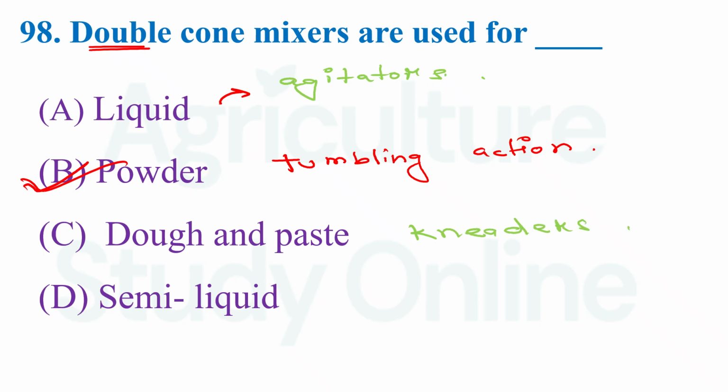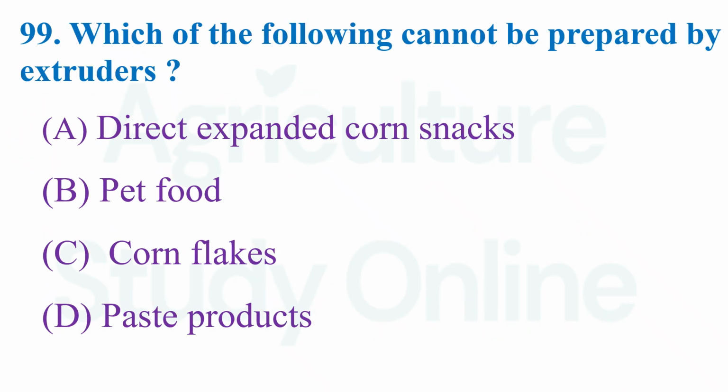Semi-liquid, it means it requires paddle, or we can say agitator also. So the correct option will be option number B, that is powder, for double cone mixing.